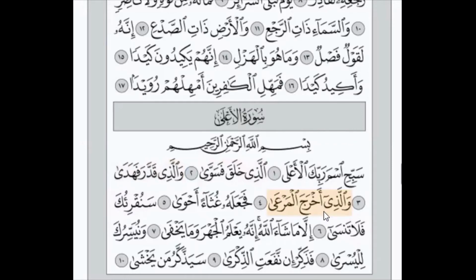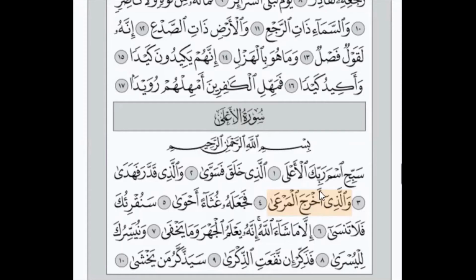والذي أخرج المرعى. In this ayah, الذي has already been explained. The only difference here is it is followed by a word that begins with a hamza. Therefore, the mud at the end of الذي is no longer going to be a natural mud. It will become mud jaiz munfasil, the type of mud that you can elongate up to 4 or 5 counts. So it's permissible for you to shorten it to 2, or you can elongate it up to 4 or 5 counts.